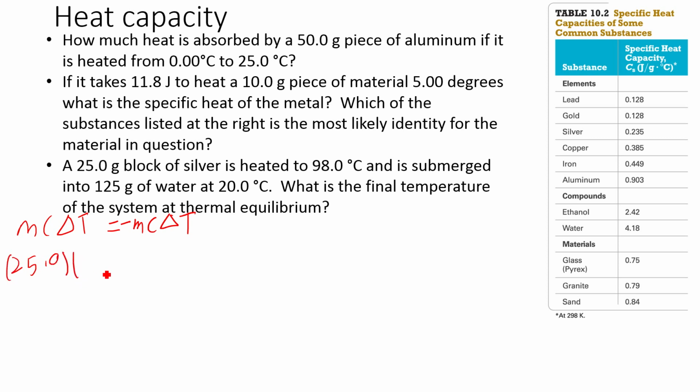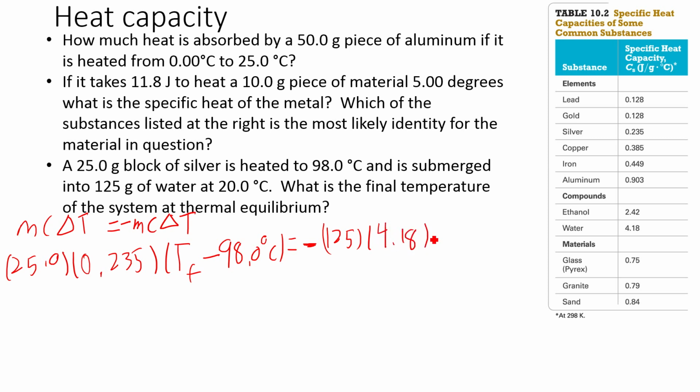We're going to go to the specific heat. We have to look it up on the right. For silver, it's going to be 0.235. For our delta T, we don't know TF, so we just have to put TF. But we know it's going to start at 98.0 degrees. So we're going to set this equal to our negative sign. Don't forget that. 125 grams. We're then going to have that it's got a specific heat for water of 4.18. And then we're going to have our temperature change. Again, we don't know the final temperature, but we do know that it starts at 20 degrees Celsius.